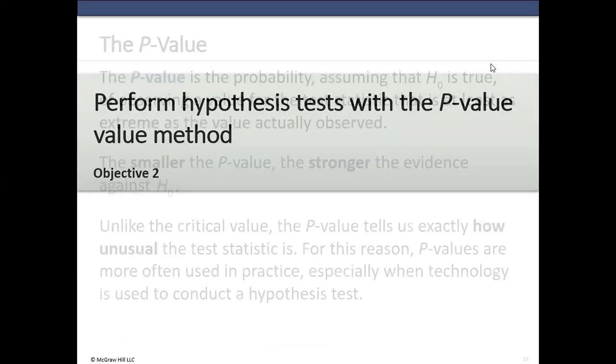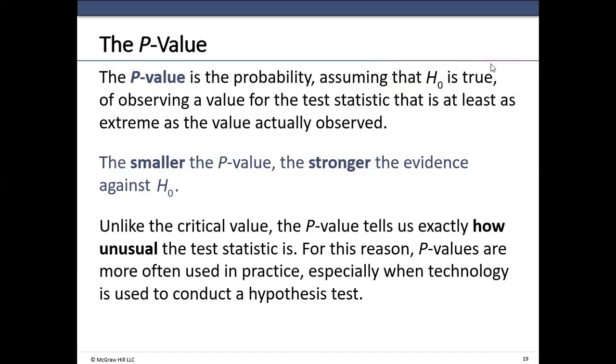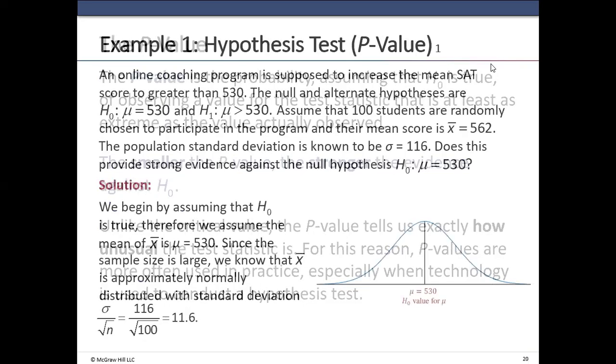What is the p-value method? The p-value method, P stands for probability, is the probability of obtaining a test statistic, assuming H0 to be true, at least as extreme as what we have obtained. It is the probability value of obtaining a test statistic at least as extreme as the value we actually observed. The smaller the p-value, the stronger the evidence against H0. Unlike the critical value method, the p-value tells us exactly how unusual the test statistic is. For this reason, p-values are more often used in practice, especially when technology is used to conduct a hypothesis test.